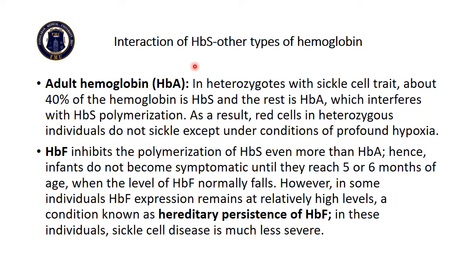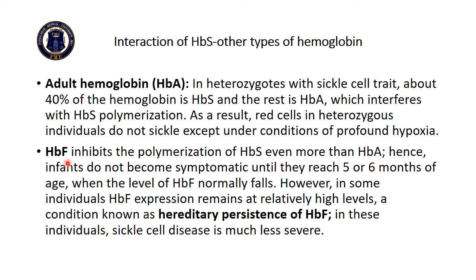First, there is the interaction of sickle hemoglobin with other types of hemoglobin. We will discuss three types: adult hemoglobin, fetal hemoglobin, and hemoglobin C. In heterozygotes with the sickle cell trait, 40% of the hemoglobin is sickle hemoglobin and the rest is hemoglobin A. This hemoglobin A interferes with the hemoglobin S polymerization. As a result, red cells in heterozygous individuals do not sickle except under conditions of profound hypoxia. The adult hemoglobin prevents the polymerization of sickle hemoglobin.